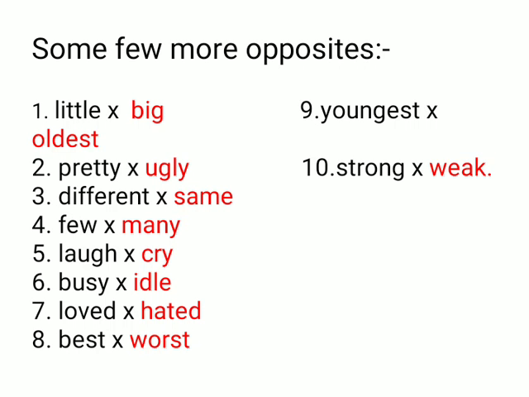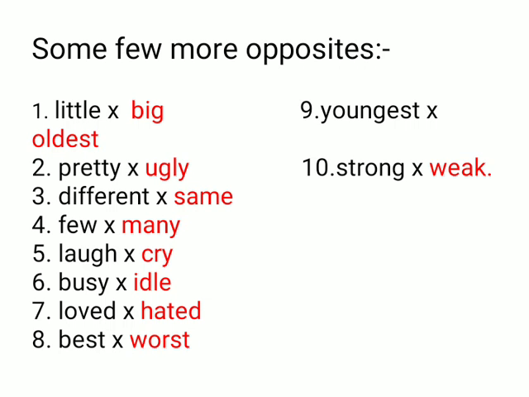Just see here, little, big. Now, what is the opposite of little? Big. Pretty, ugly. Opposite of pretty is ugly. Different, same. What is the opposite of different? It is same. Few, many. Opposite of few is many. Laugh, cry. Opposite of laugh is cry.